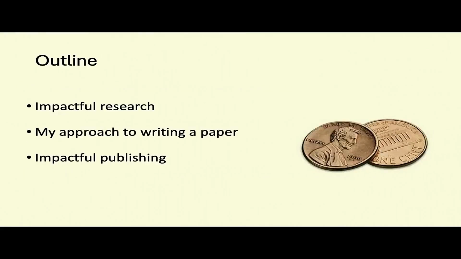So these are the topics I want to cover. First, some high-level thoughts about how to conduct impactful research. I'm then going to share my approach to writing a paper, the steps that I take in putting a paper together. This is my 2 cents. There are lots of ways to write a paper that could be effective, but I'll share my model. And then I want to share just a few reflections on impactful publishing, how to think about where to publish your work.